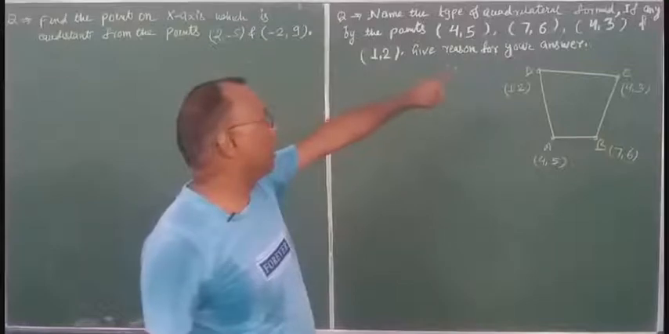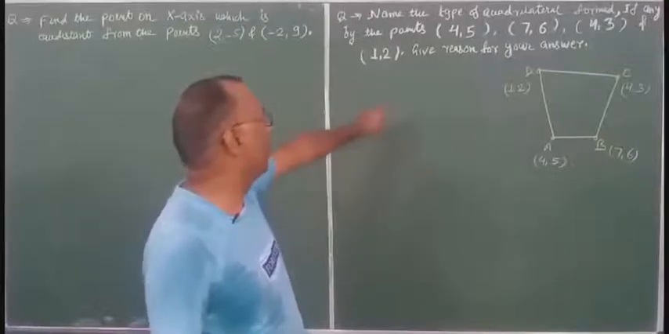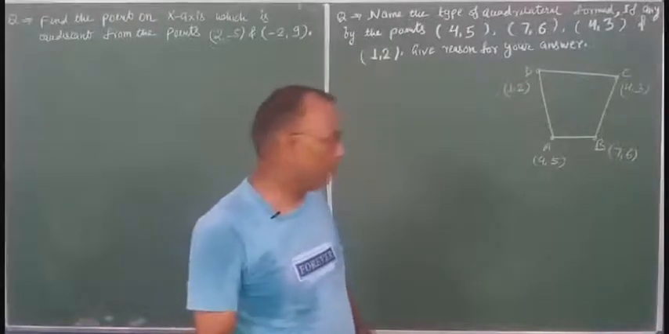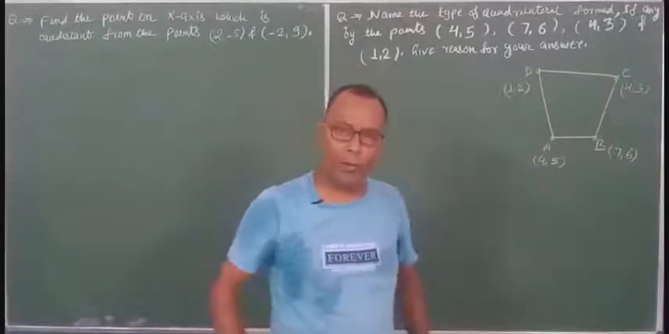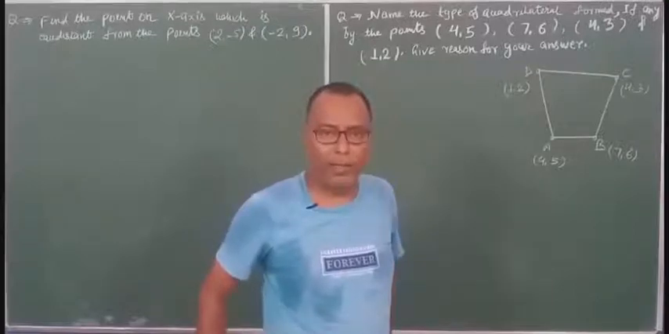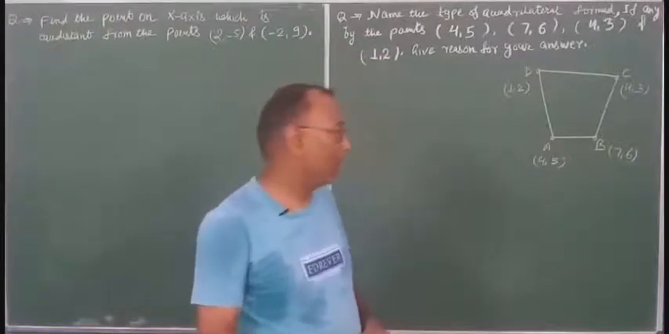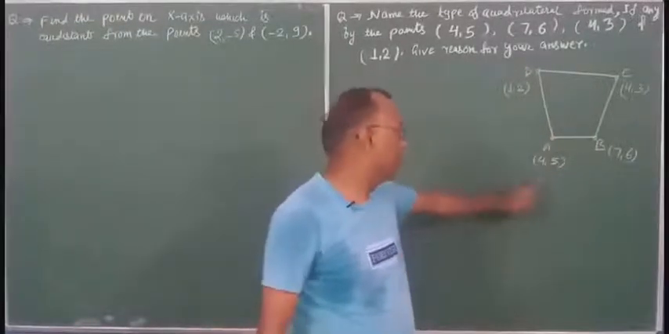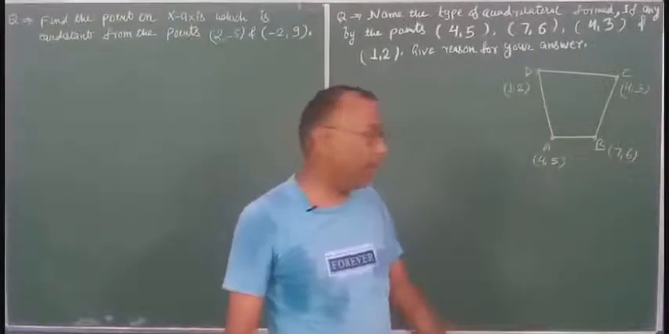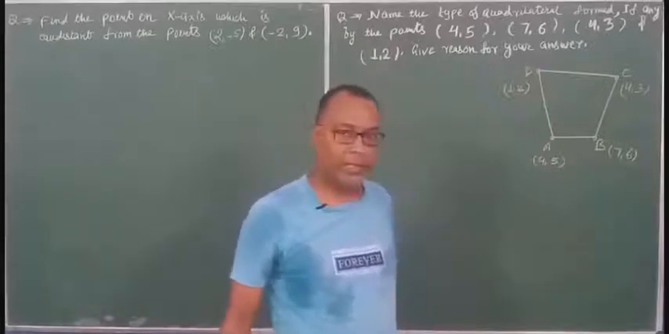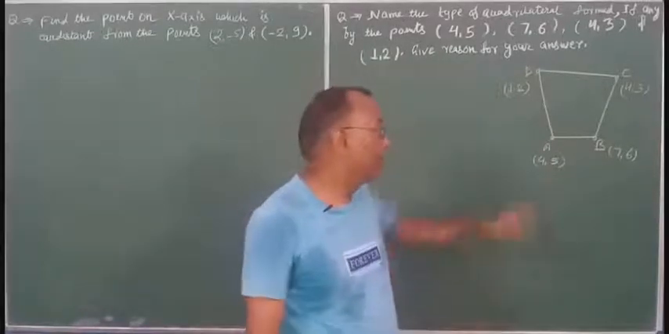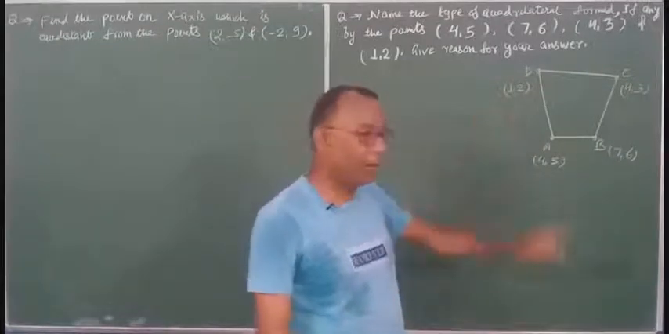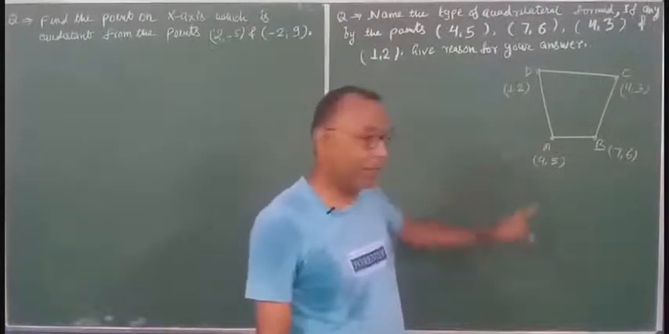Name the type of the quadrilateral formed by the points (4, 5), (7, 6), (4, 3) and (1, 2), and give the reason for your answer. So suppose this is the rough sketch of the quadrilateral. (4, 5) is the vertex A, (7, 6) is vertex B, (4, 3) is the vertex C, and (1, 2) is vertex D.